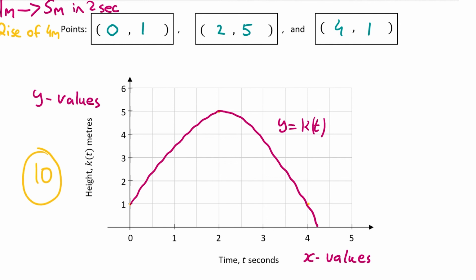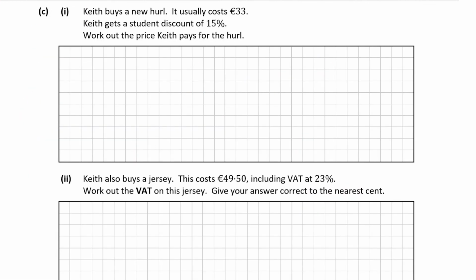Now let's have a look at part C. So C part 1, we're told that Keith buys a new hurl.